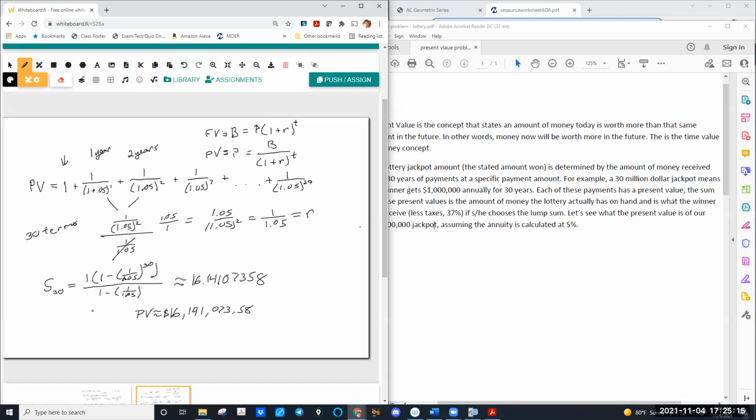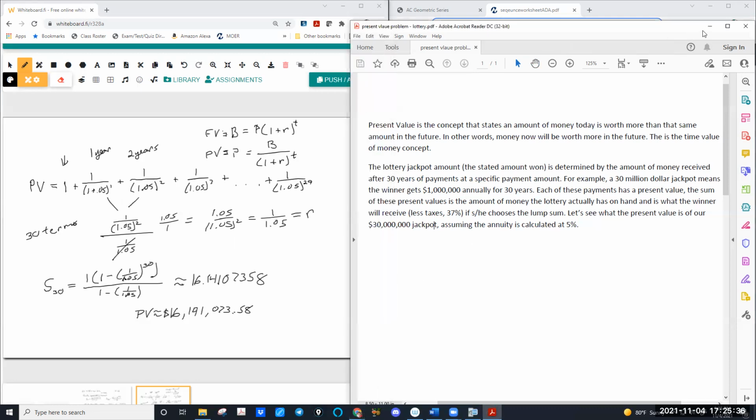Questions about this so far? About this first problem, this present value. Okay. And like I said, if you guys have questions, if they come up, please feel free to ask. Like I said, I think this is a cool one.